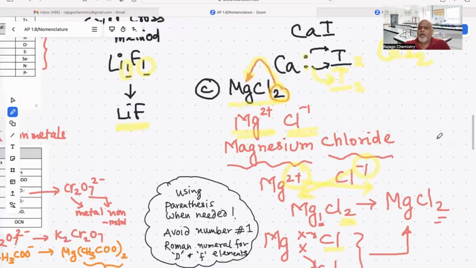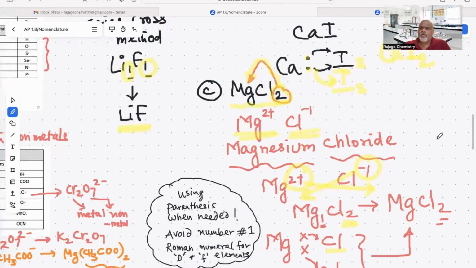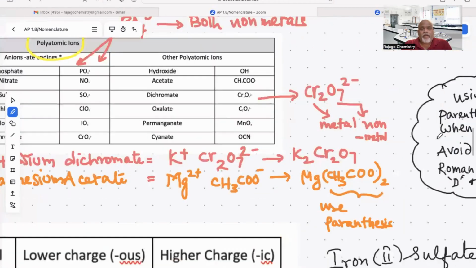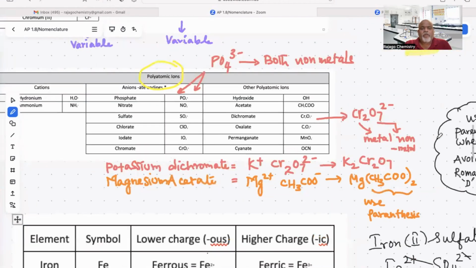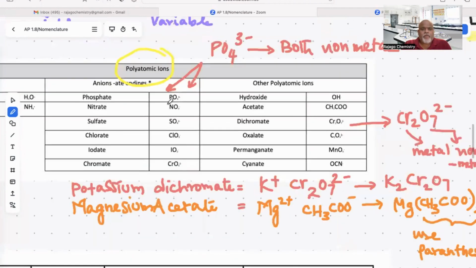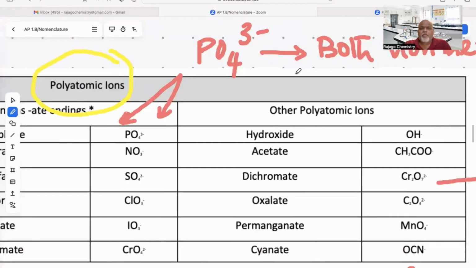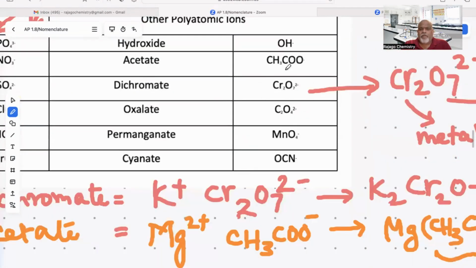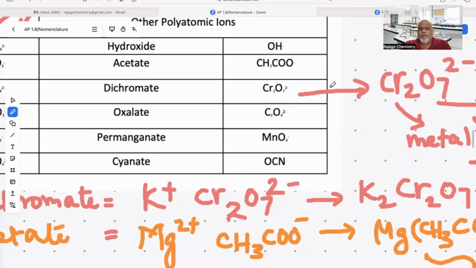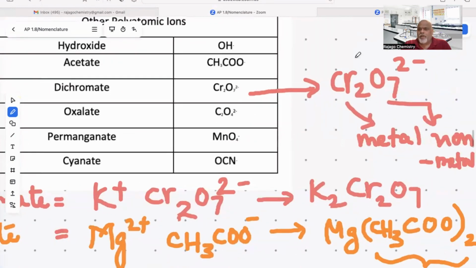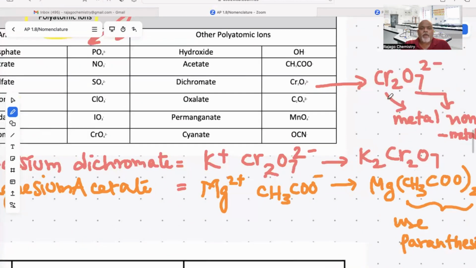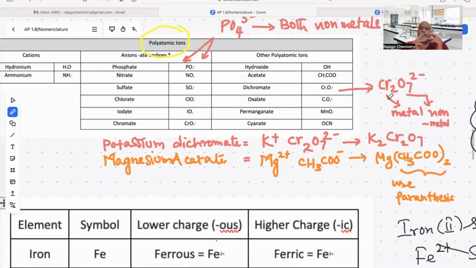So you just write down the oxidation state and then move across to the foot, and then you write the final answer. There are polyatomic ions here. Polyatomic ions are of 2 types. One is, if you take phosphate, PO4 3-, you have both nonmetals, phosphorus and oxygen. If you take dichromate, Cr2O7 2-, one is a metal and one is a non-metal. Chromium is a metal and the other is not. It doesn't matter, but you have to know that polyatomic ions can be made up of both metals and non-metals.